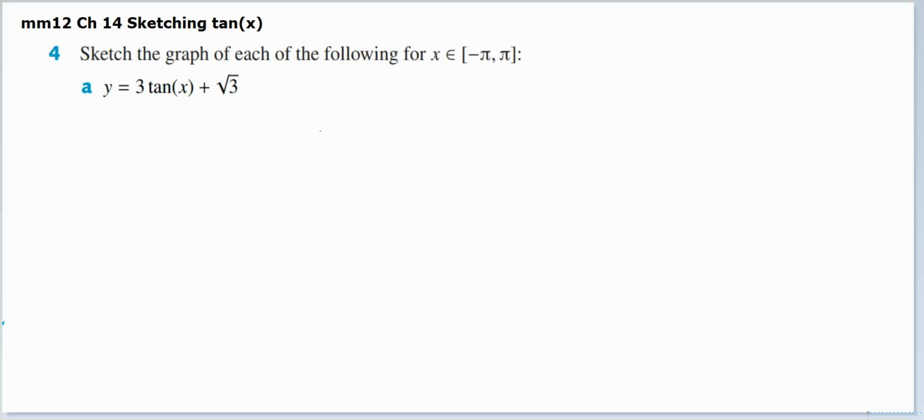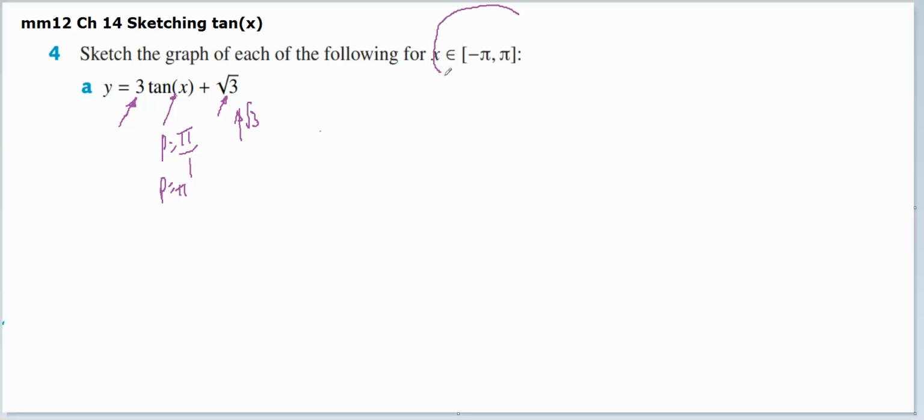This is for Year 11 Methods. It comes out of Chapter 14, sketching tan curves, particularly with a vertical translation. So in question 4a, I know I have a dilation by 3, but it's positive. My period will be pi divided by m, which is 1, so the period is pi. And I've been moved up root 3.